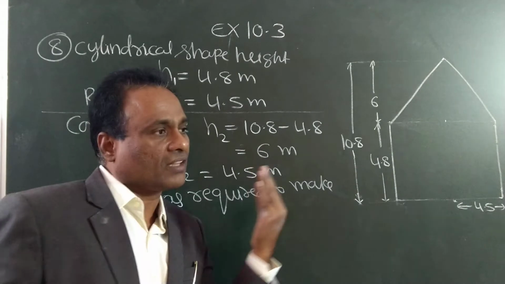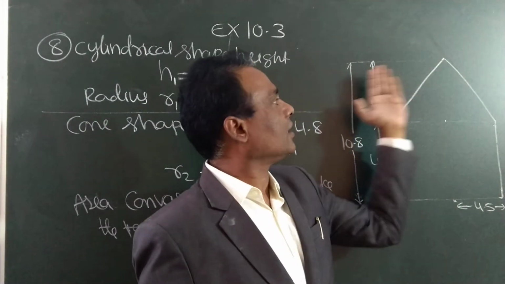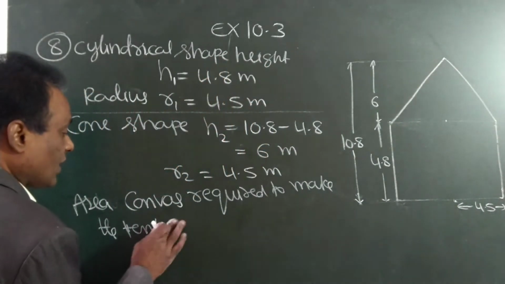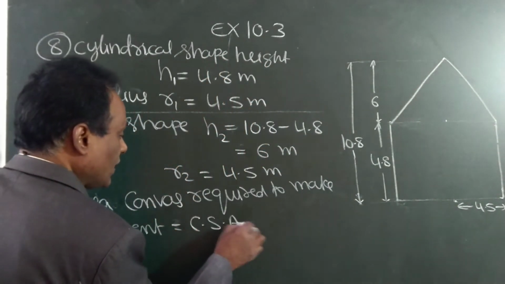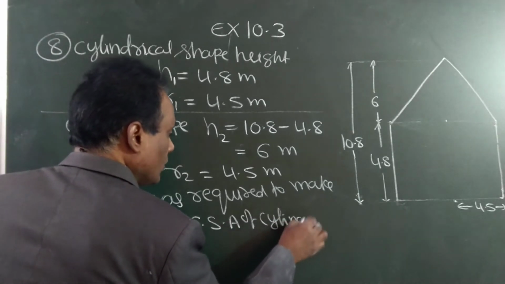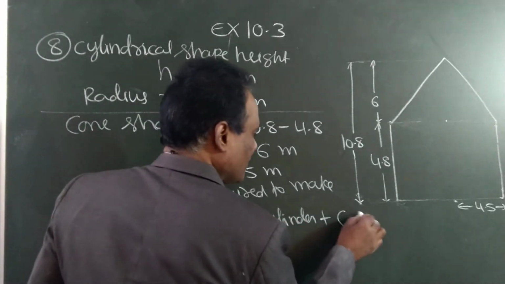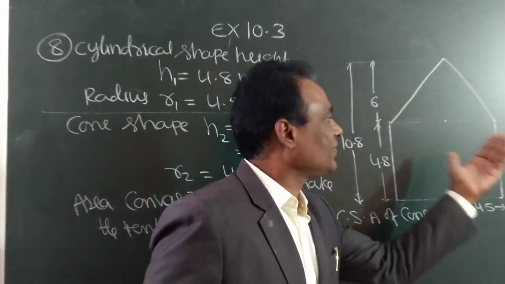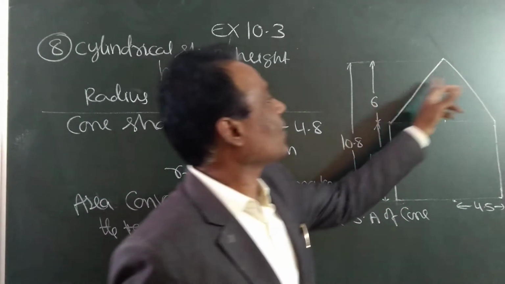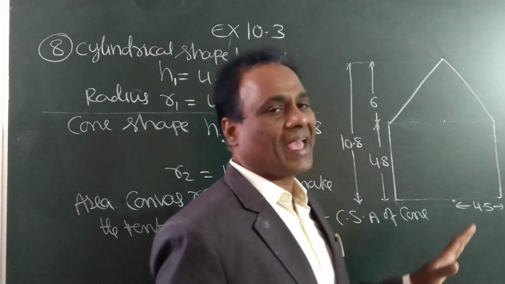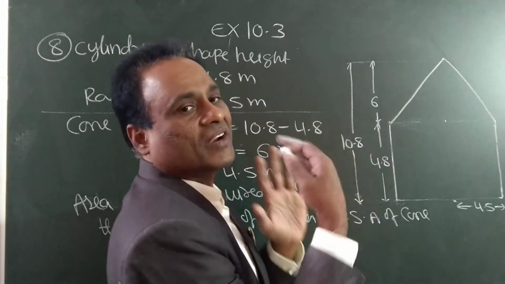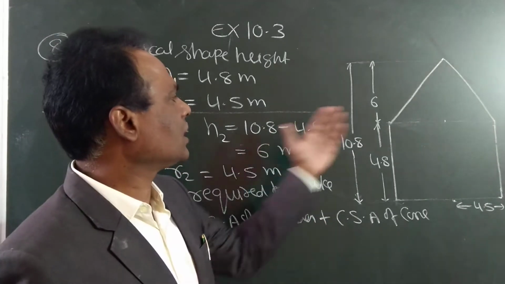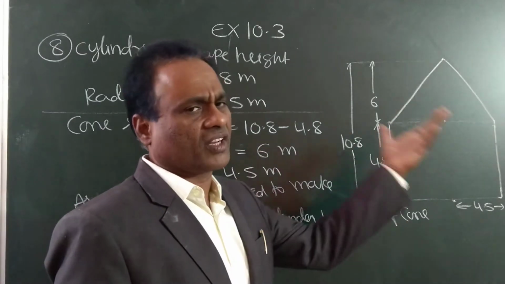The tent we are using only for this round portion and this conical portion. So that means only curved surface area. What is the curved surface area of the cylinder plus the curved surface area of the cone? Find the cylinder curved surface area and the cone curved surface area. If you add the two areas, we will get the total cloth required for making the tent. Total cloth or canvas required to make the tent.